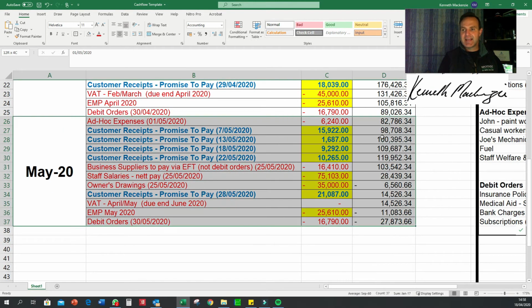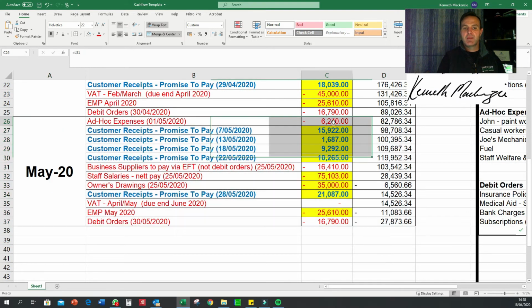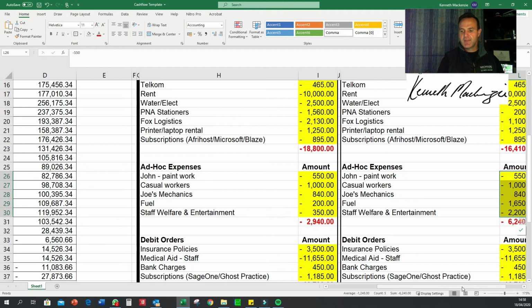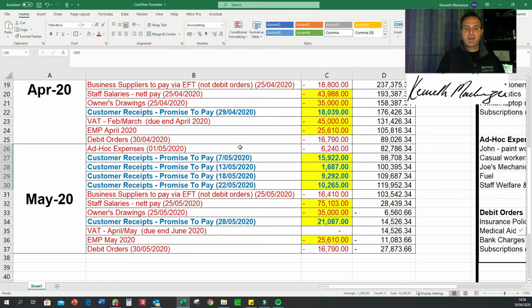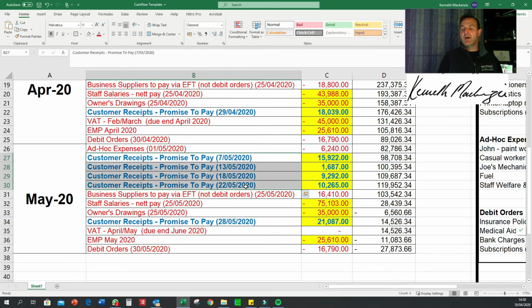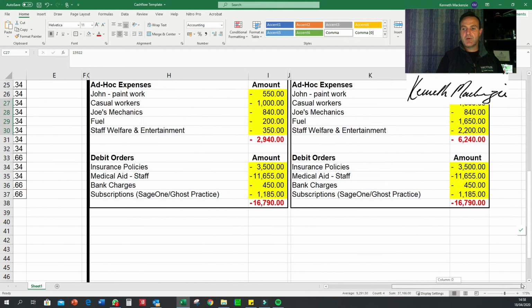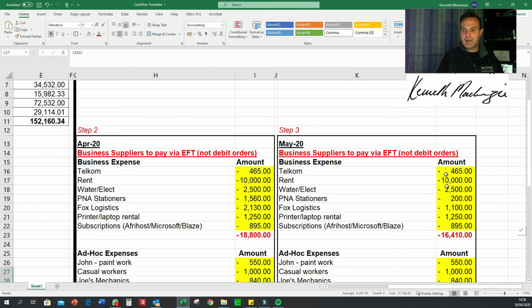The exact same exercise. We go and have a look at our ad hoc expenses, and we list them. Luckily, we've already listed them here, so we're good. Then we go and we call each of our clients, and we ask them for promise to pay dates, and we list them in here. Then we go to our table, make sure that our business suppliers, we listed them correctly, right?